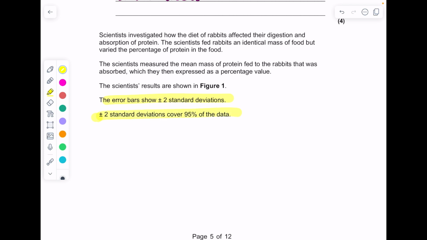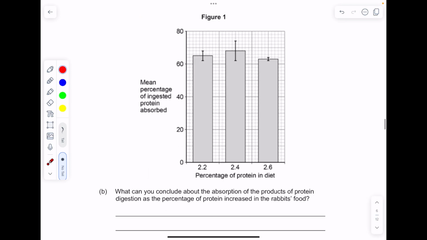So remember, standard deviation is a measure of how spread out the data is. The greater the standard deviation, the greater the spread. If we look at the results here are error bars. We're always looking to see if they're overlapping or non-overlapping. Now, if they overlap, such as the case here, you can see those error bars clearly overlapping. It means that there is no significant difference, which makes it very hard to draw conclusions from the data.